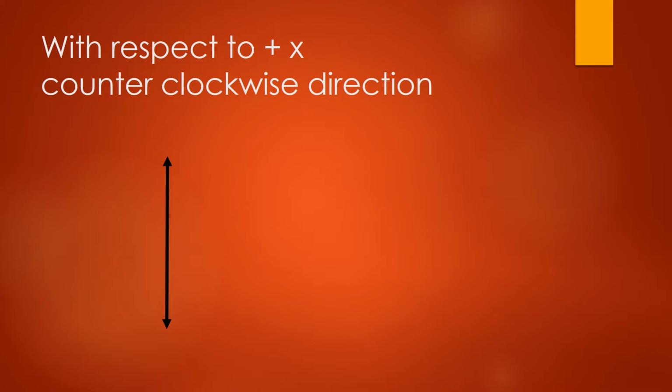So we have the x-y axis. If this is your positive x, this is your counterclockwise direction. So you start with 90 degrees, 180 degrees, 270 degrees, and 360 degrees. So for this one here, we can calculate our x component by pairing x with cosine theta.